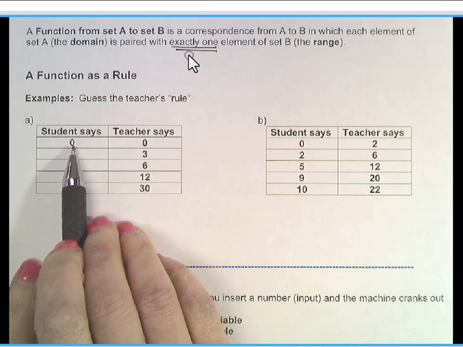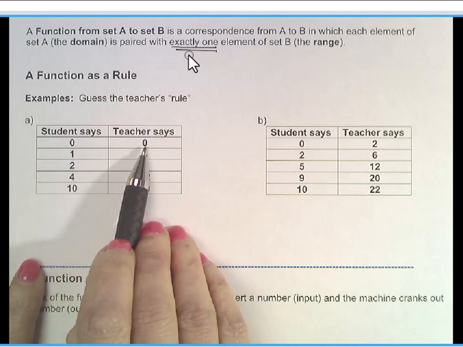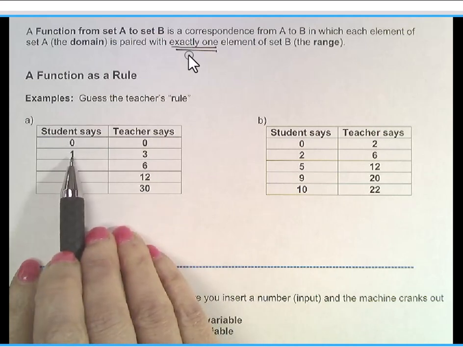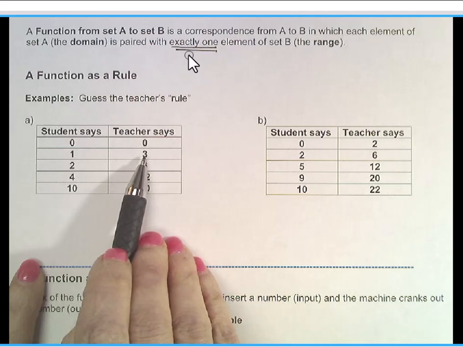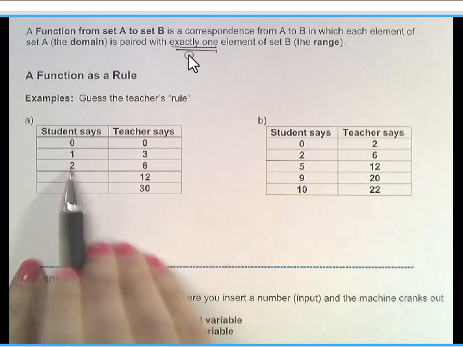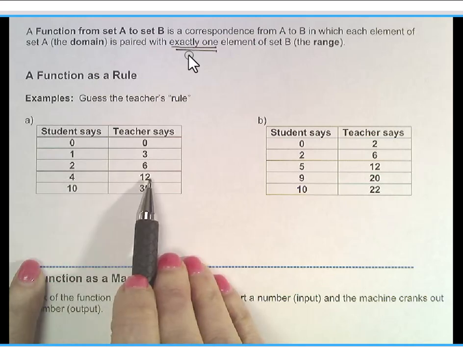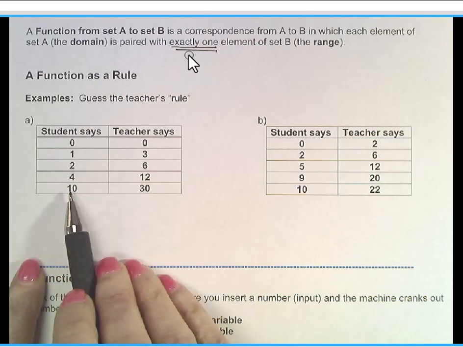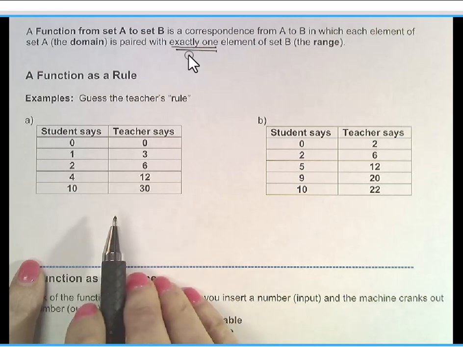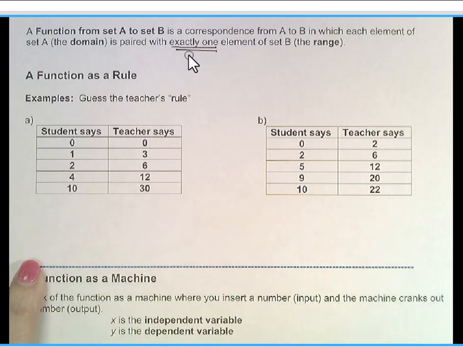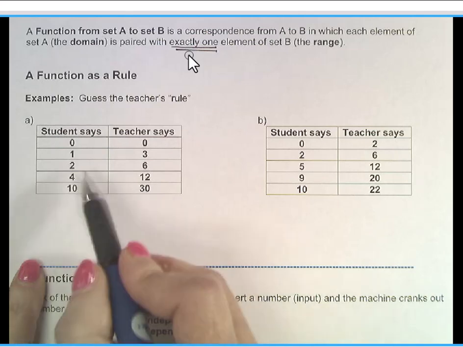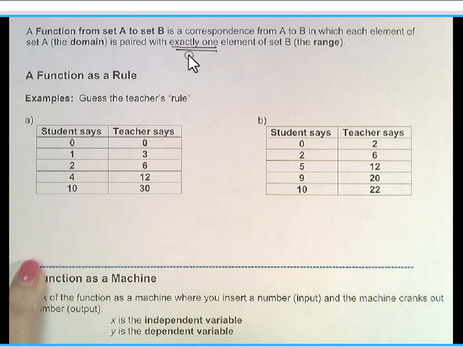The student says 0, and the teacher goes 0. And the next student says 1, and the teacher goes 3. And the student says 2, and the teacher says 6. The student says 4, the teacher says 12. And then the last student says 10, and the teacher says 30. So again, what is the teacher's rule? What is it that the teacher is doing to the number that the student says? Sometimes these are obvious, sometimes they are not.